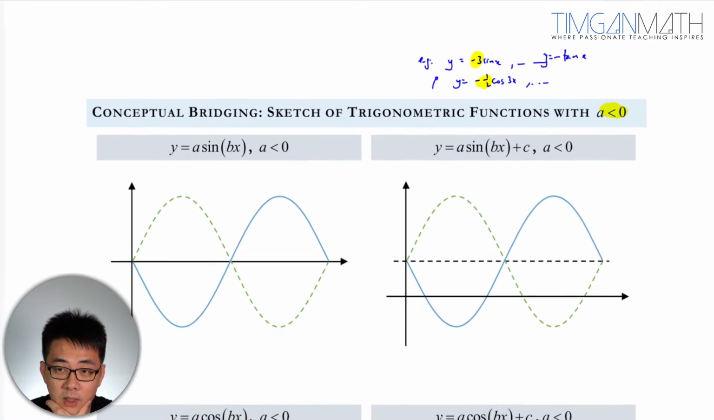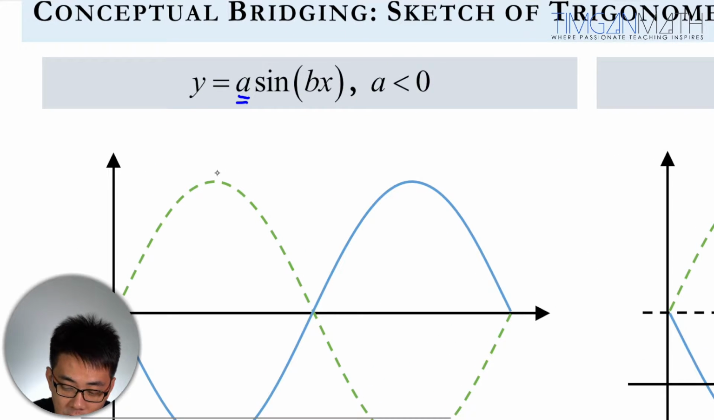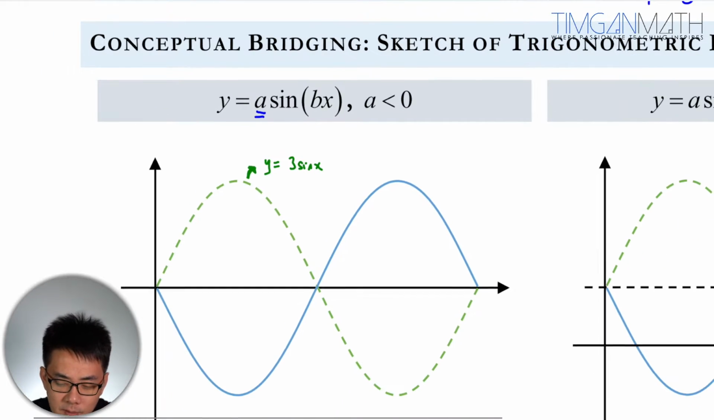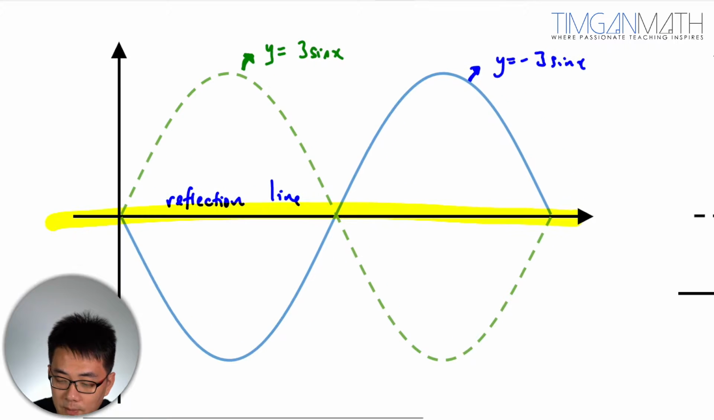Now what we need to know is that it is actually a reflection if a is a negative value. For example, this dotted green line we have already learned is y equals 3 sine x. So this blue line would then be y equals negative 3 sine x. It's actually a reflection about the x-axis, so this is a line of reflection. I'll just put this as the reflection line. The reflection line is actually the x-axis here.